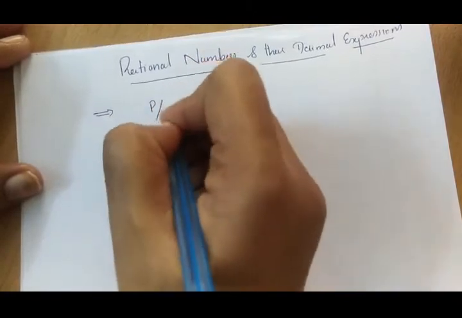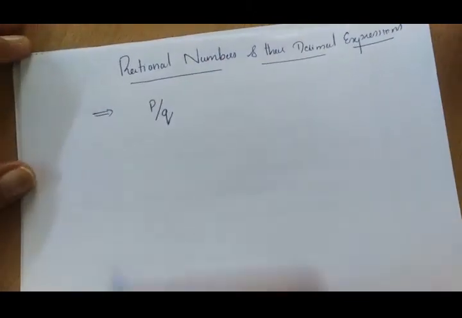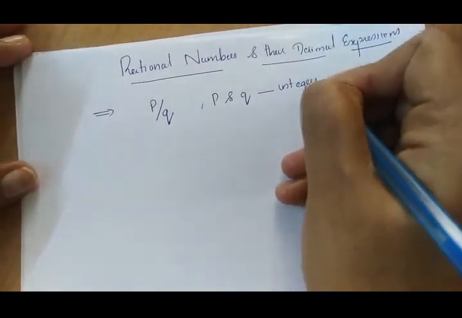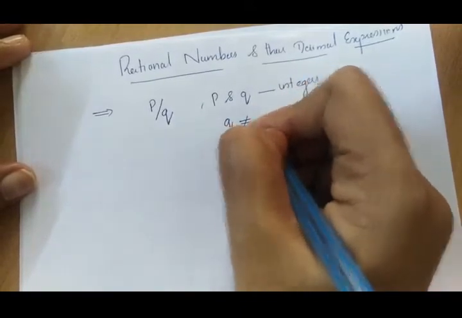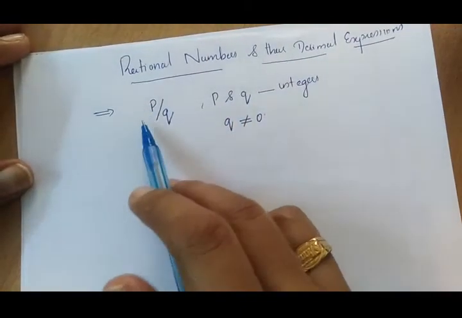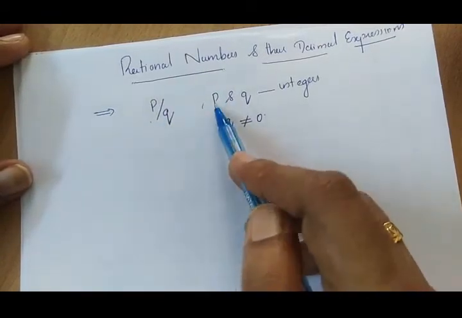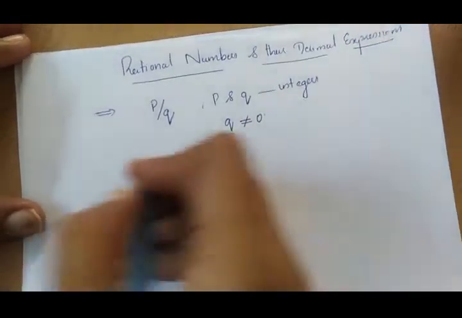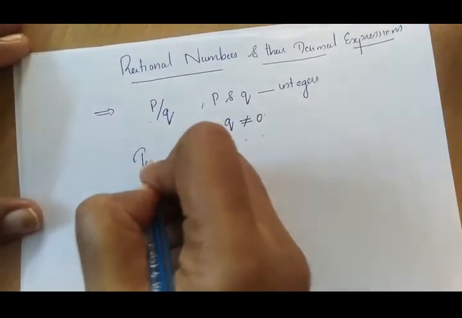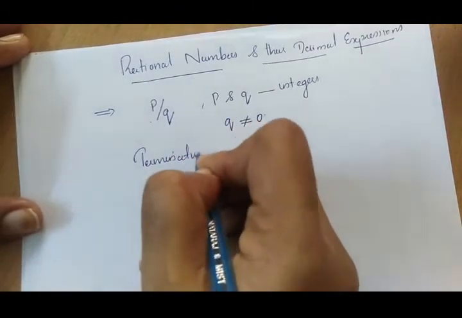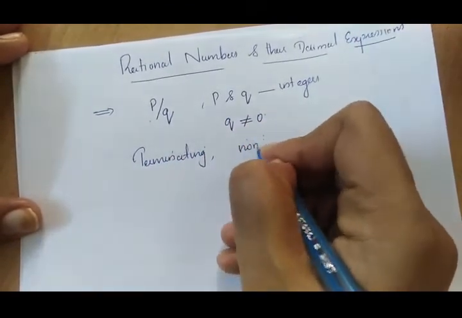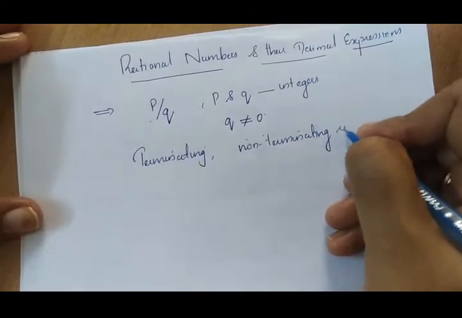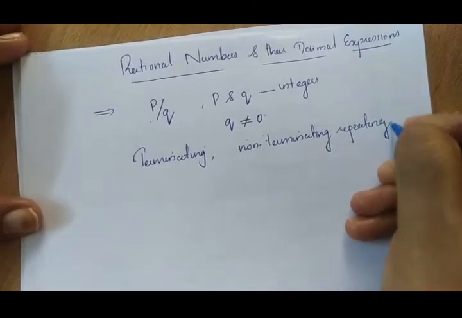Any number which can be represented in the form p by q, where p and q are integers and the value of q should not be equal to 0. We can divide rational numbers into terminating, and non-terminating recurring or repeating.